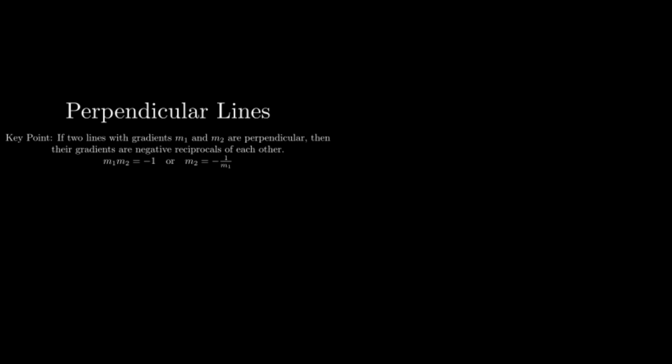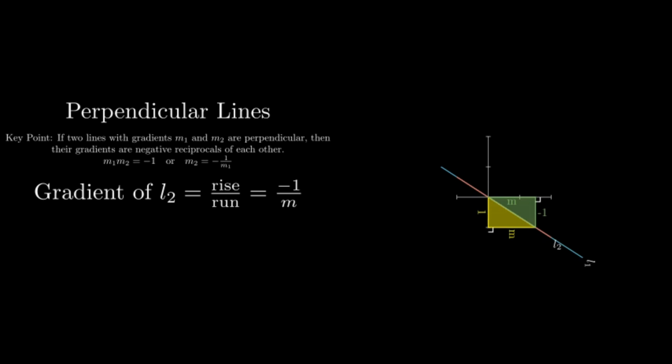Let's visualize why this is true. Imagine a line L1 with gradient m. We can think of this as a rise of m for a run of 1. Now, if we rotate this entire picture by 90 degrees, the line L1 becomes a new perpendicular line L2. The original run of 1 becomes a vertical drop of -1, and the original rise of m becomes a horizontal run of m. So the gradient of this new perpendicular line L2 is its new rise over its new run, which is -1 divided by m. This gives us the rule m2 equals -1/m1. Let's use this rule in an example.